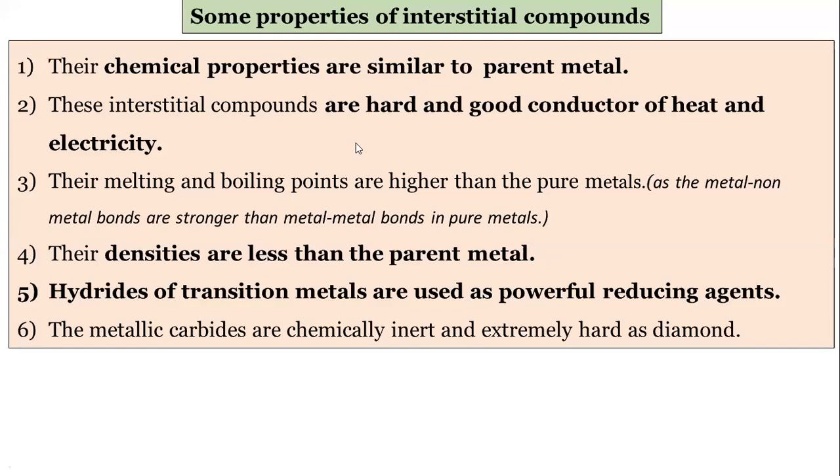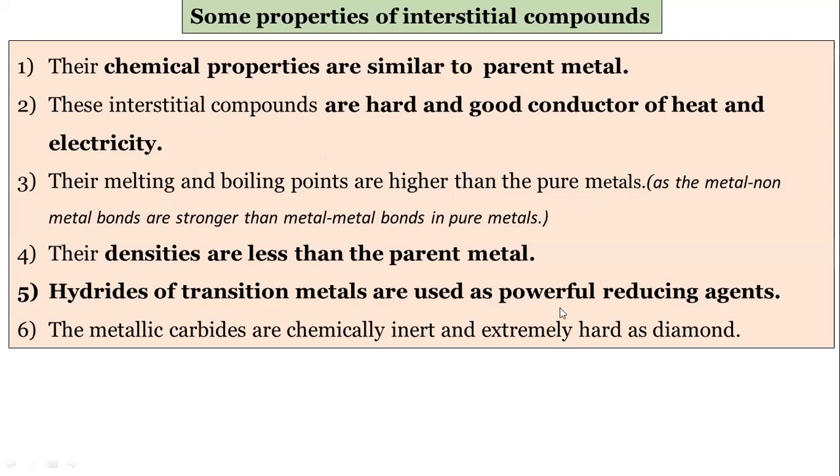Their melting and boiling points are higher than the pure metals because there is bonding between metal and non-metal, remember. When the metal and non-metal bonding is there, these bonds are very strong compared to the metal-metal bonds. In case of pure metals, the bonding is between metal and metal, and in case of interstitial compounds, the bonding is between metal and non-metal. So these bonds are very strong. That's why melting and boiling points will be higher.